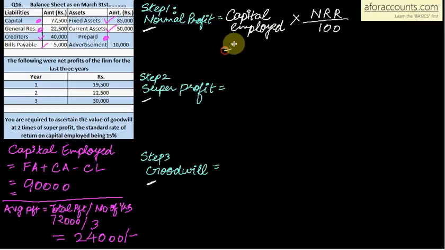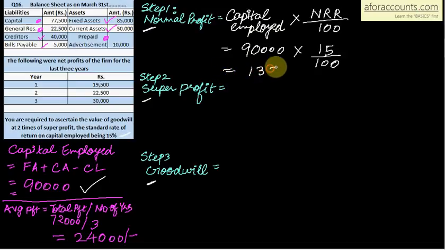So this will be capital employed. We have found out 90,000. So 90,000 into what is the normal rate of return? 15%. General business gives 15% return in this industry. So 15% normal rate of return. So your normal profit comes out to 13,500.